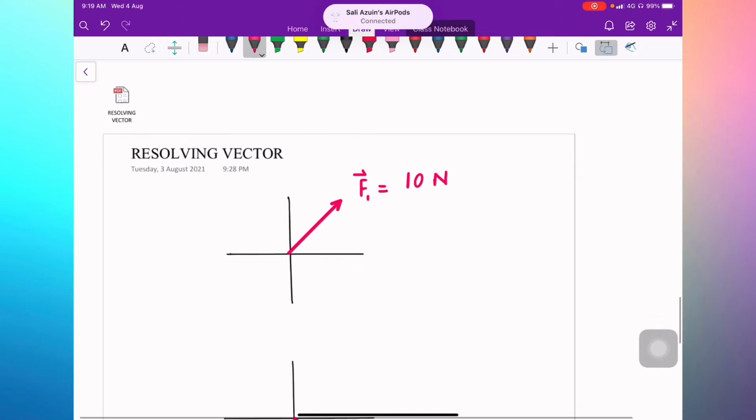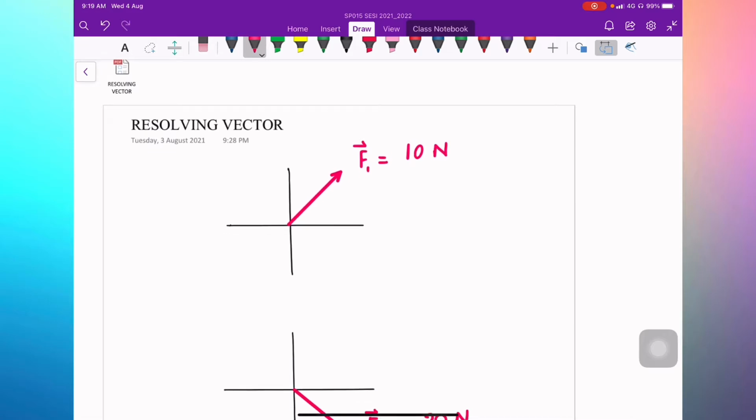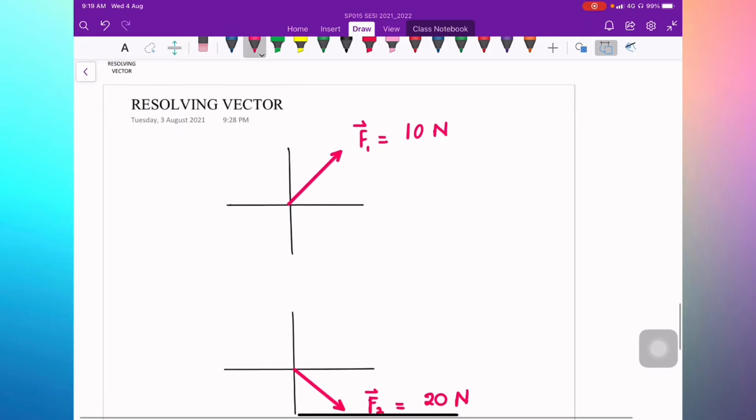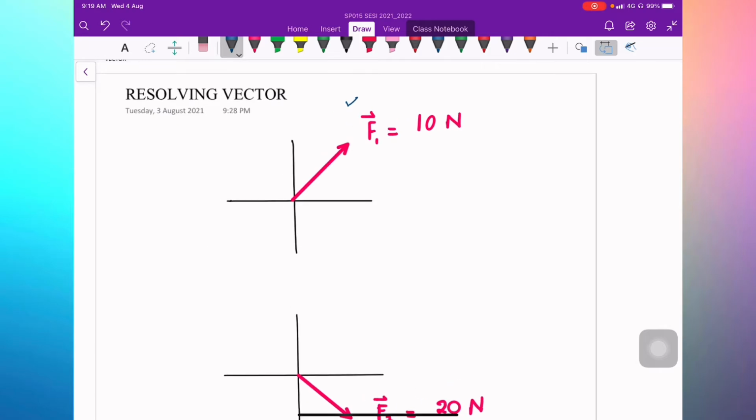Hi, okay, today we want to discuss an easier way to resolve a vector. First, we can look at a few examples here. So this is F1. This is the inclined arrow. These types of arrows we call inclined.